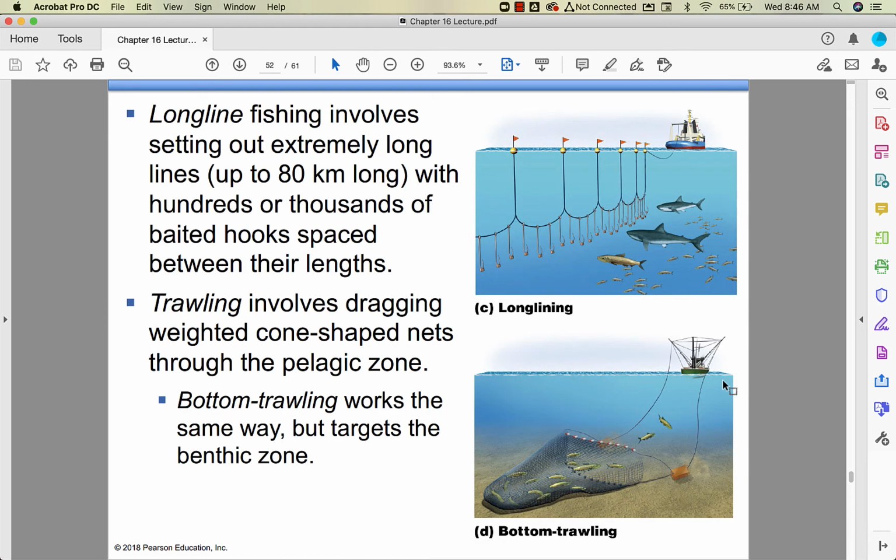Long line fishing is how they fish for tuna in a lot of cases. They set out long lines of baited hooks with spaces between their lengths, and then they pull the hooks in.